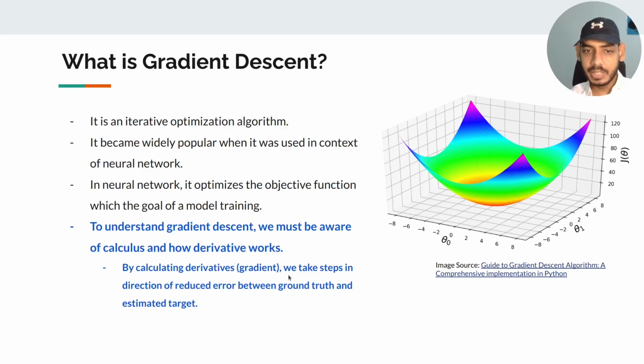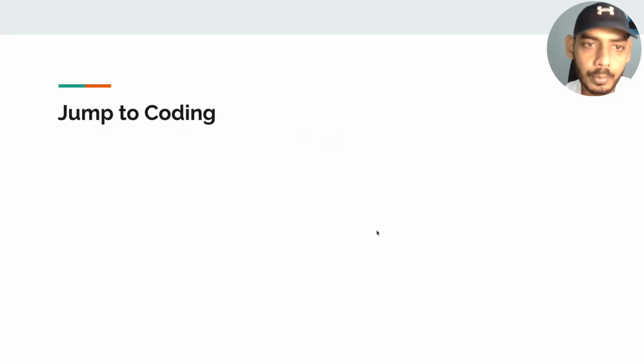By calculating derivatives, we take steps in the direction of reduced error between the ground truth and the estimated target. The whole point of gradient descent is to find values for parameters like theta 0 and theta 1 such that you reduce the error between the ground truth, which is the actual value, and the predicted value. That is the goal of the derivative. Now we'll understand how to implement this in NumPy, so let's jump to coding.